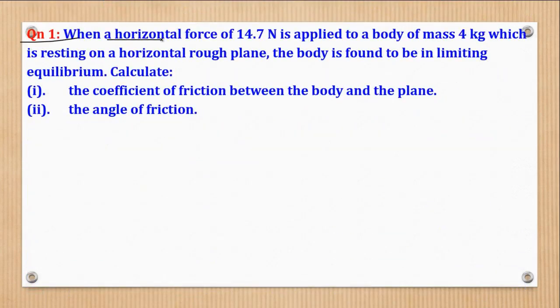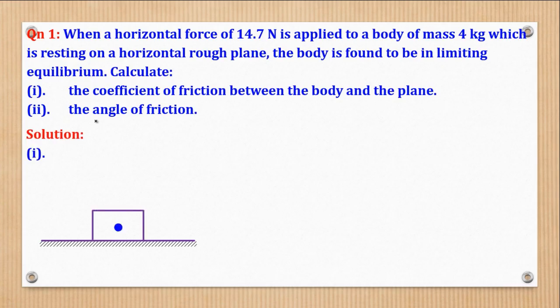Question 1. When a horizontal force of 14.7 Newton is applied to a body of mass 4 kilograms, which is resting on a horizontal rough plane, the body is found to be in limiting equilibrium. Calculate (i) the coefficient of friction between the body and the plane, and (ii) the angle of friction. So we shall first illustrate.